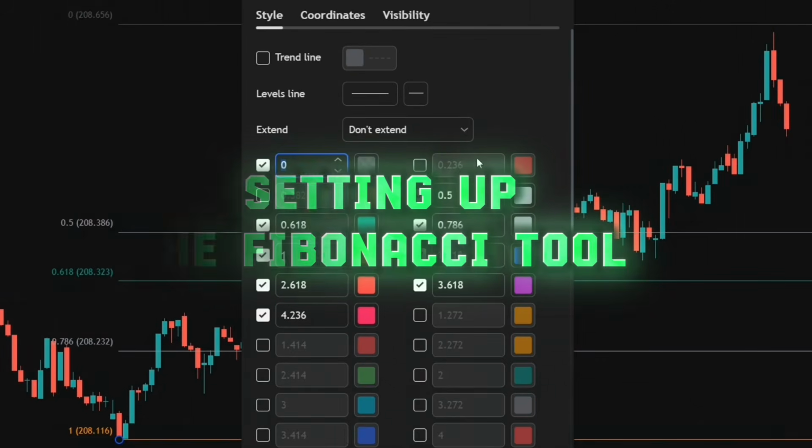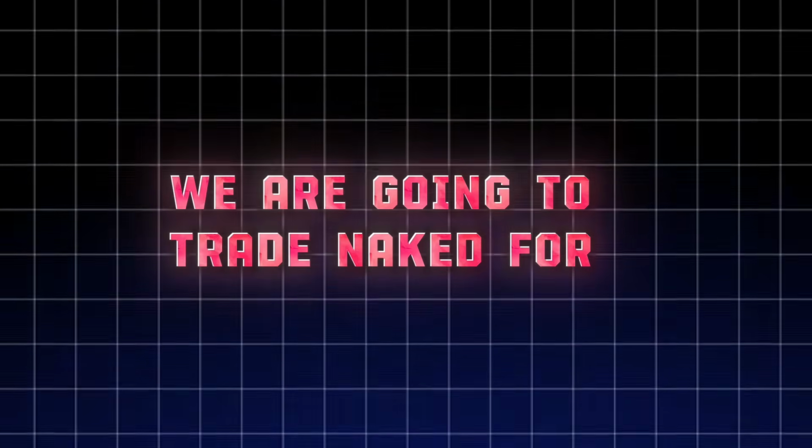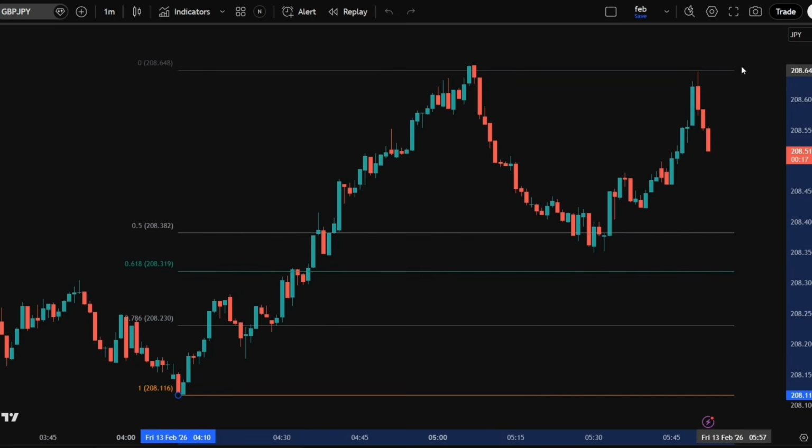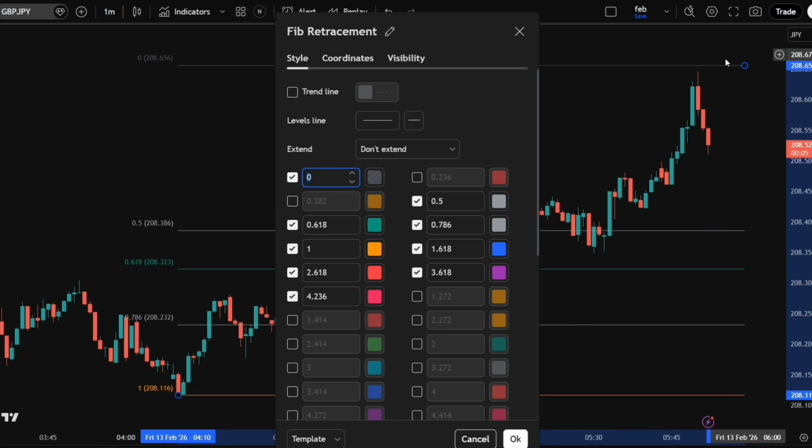Setting up the Fibonacci tool. The settings. Clear your chart completely. We are going to trade naked for a moment. Go to your TradingView sidebar and select the Fibonacci retracement tool. Click on its settings gear icon. To achieve the level of precision we need, we are going to strip this tool down to its core.